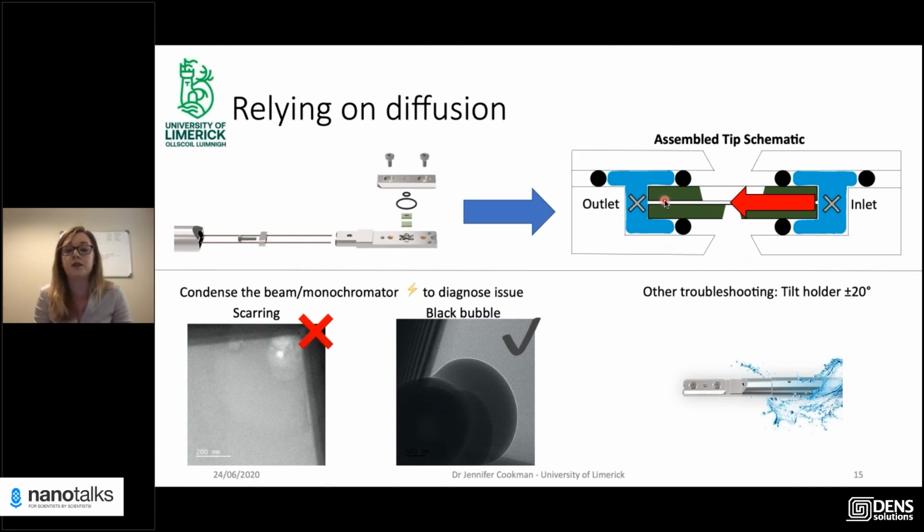But there have been a lot of challenges associated with knowing if there's liquid between the windows or not. So one of the troubleshooting methods that I use is to condense the beam or the monochromator on an area of the window. One of the good indications that there's no liquid there is that you'll just get scarring on the window, whereas if there is liquid there, you get these black bubbles. Now, the composition of these black bubbles isn't exactly clear, but I know from experience, doing the experiments following this test, we do get crystallization.